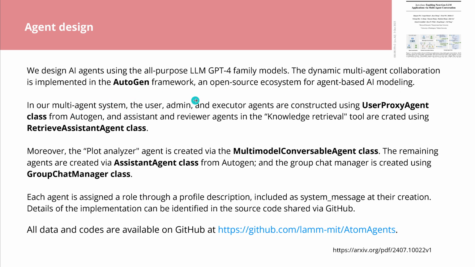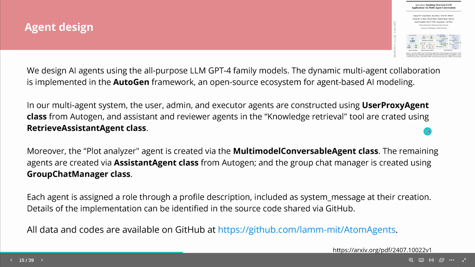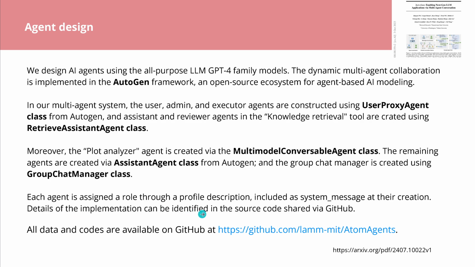And then for each of their systems, they tell us, hey, for this we use the UserProxyAgent class from AutoGen. For the assistant and the reviewer agent in the knowledge retrieval tool, we use the RetrievalAssistantAgent class. And for the plot analyzer, they use the MultimodalConversableAgent class. And beautiful. Now, they tell us, hey, all data and all code are available on GitHub. And this is the address.